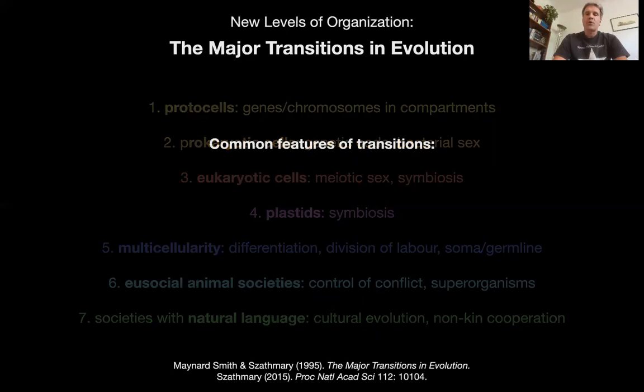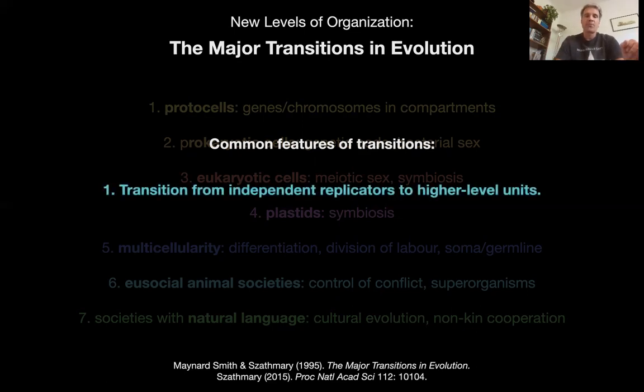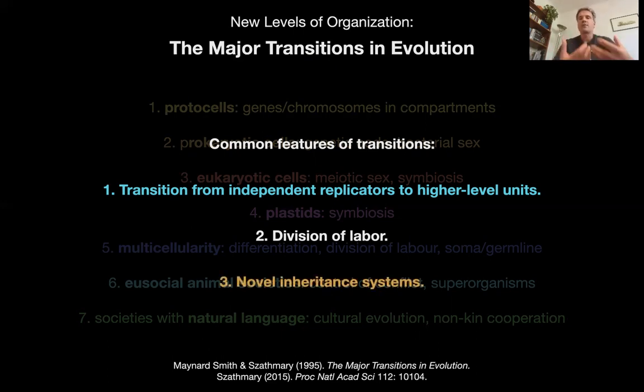I just wanted to remind you that each one of those transitions is characterized by 3 major features. One of them is that it goes from independent replicators at a lower level to higher level units. The second one is that it results in some sort of division of labor. We're not going to go into this too much today. And then also it results in the emergence, or is based on the emergence, of novel inheritance systems. So we're going to look at point 1 and point 3 in particular, which the reproducer perspective is supposed to address.